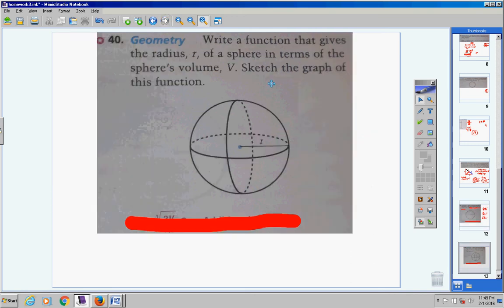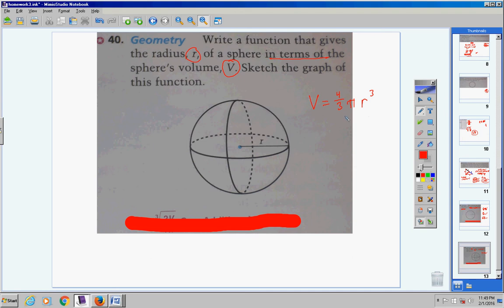Let's try another one. Here they want us to write a function that gives r in terms of V. r in terms of V, that means you want to get r by itself with V on the other side. So we better start off with the volume of a sphere. Remember what it is. 4/3 pi r cubed. Now right now, we do not have r in terms of V. We have V in terms of r. Don't we? Because what's all by itself? V, and what's over here? r. Got it? We don't want V in terms of r. We want r in terms of V.